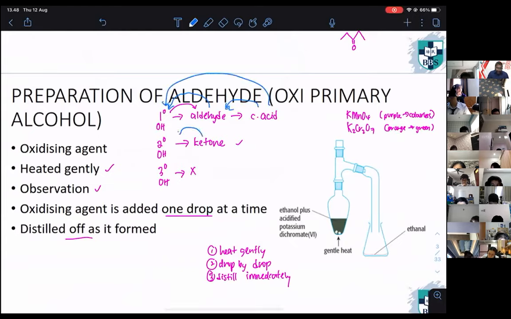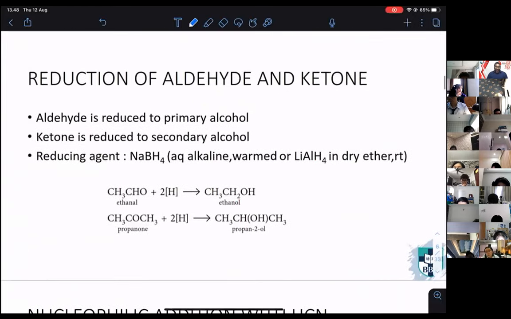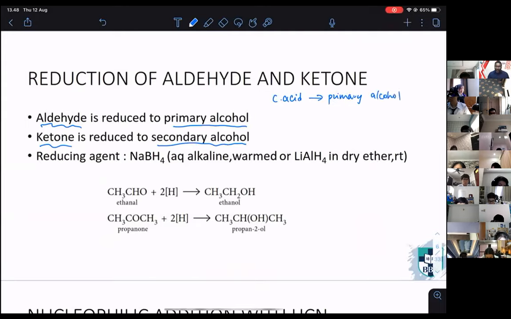The same applies over here. So that is what we call reduction. But what you need to take note of over here is, you need to be careful. Aldehyde can be reduced to become primary alcohol. Ketone can be reduced to become secondary alcohol. Now, you also need to know carboxylic acid can also be reduced to become primary alcohol. So what you need to know is what type of reducing agent you can use.